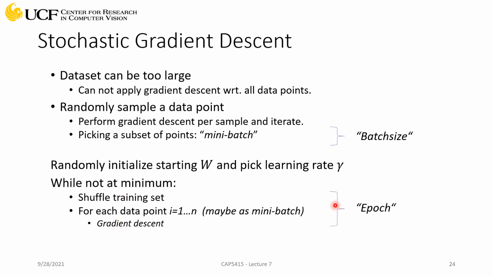And this whole process, when your network has seen all the samples once, that's called an epoch. So these are some of the terms which you should be familiar with. The number of samples you are taking in one mini batch, that's called batch size. That is also very important because for some of the problems, having a very big batch size actually helps.